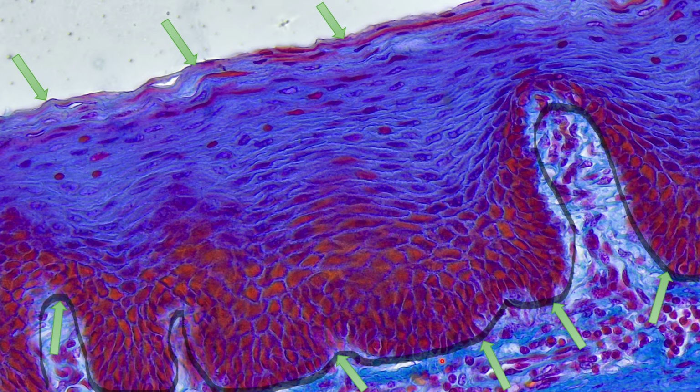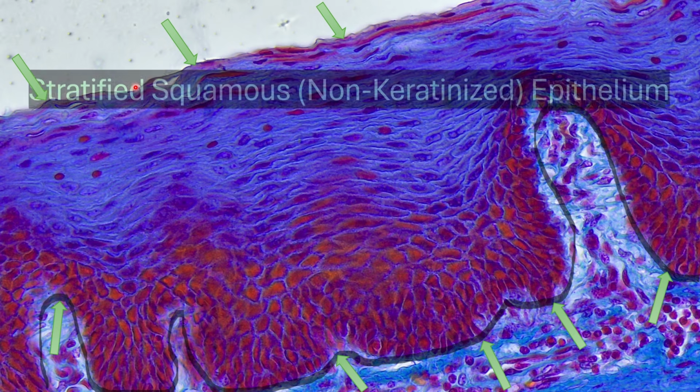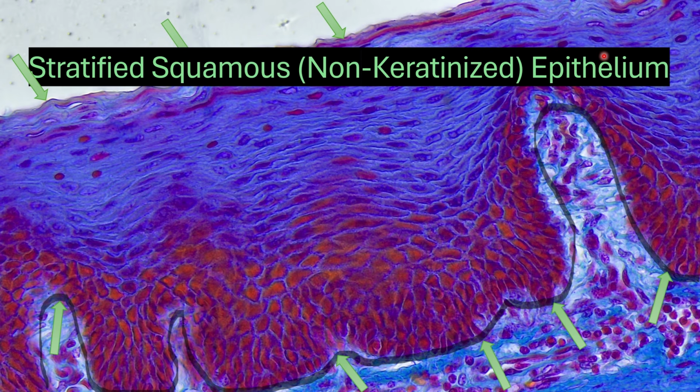There is our basement membrane, apical surface, multiple layers, stratified. We name it based on the cell shape of the surface. These are relatively flat. We have stratified squamous epithelium, specifically non-keratinized because we can see nuclei at the surface. This one comes from the soft palate in the mouth.